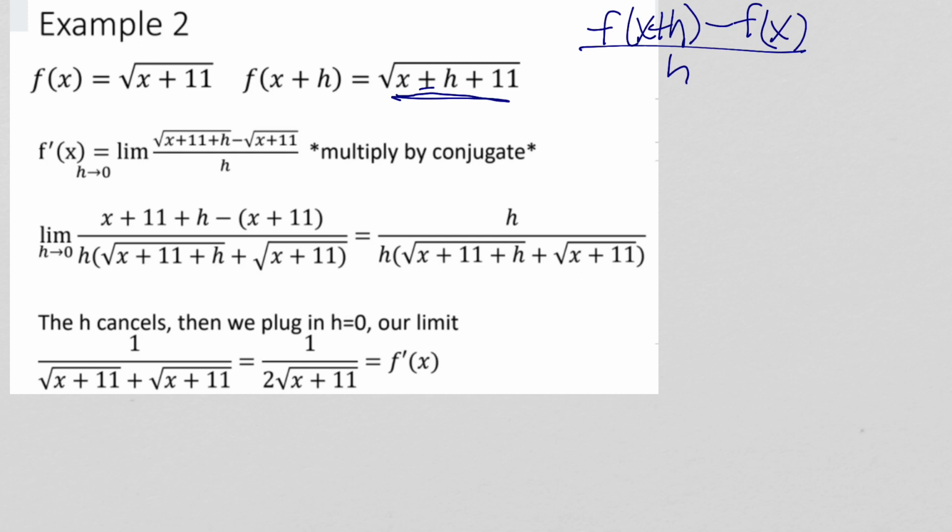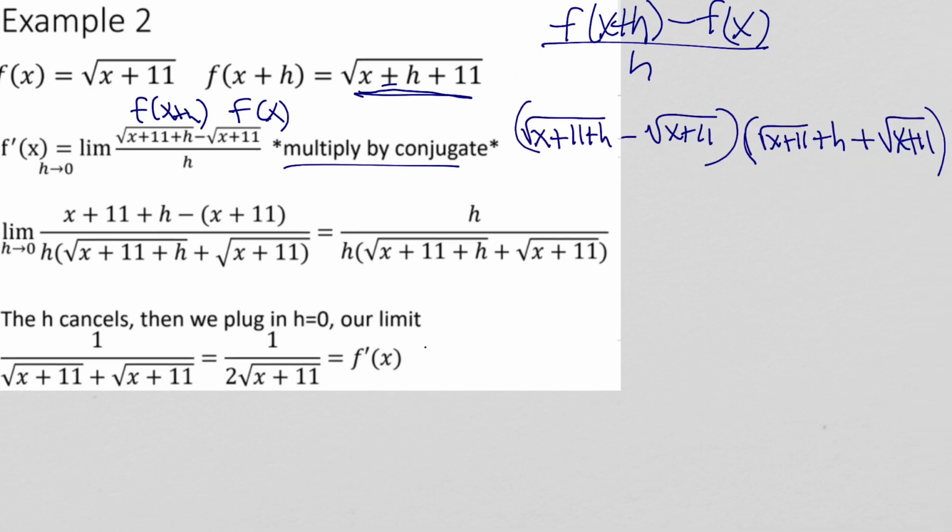Be careful here because now here is the equation. Here's my f of x plus h. This is my f of x, all divided by h. So I can't subtract these here, so I need to multiply by the conjugate. Okay, so the conjugate is all this, right? Same thing, except we're changing the minus to a plus. So I have it over here.